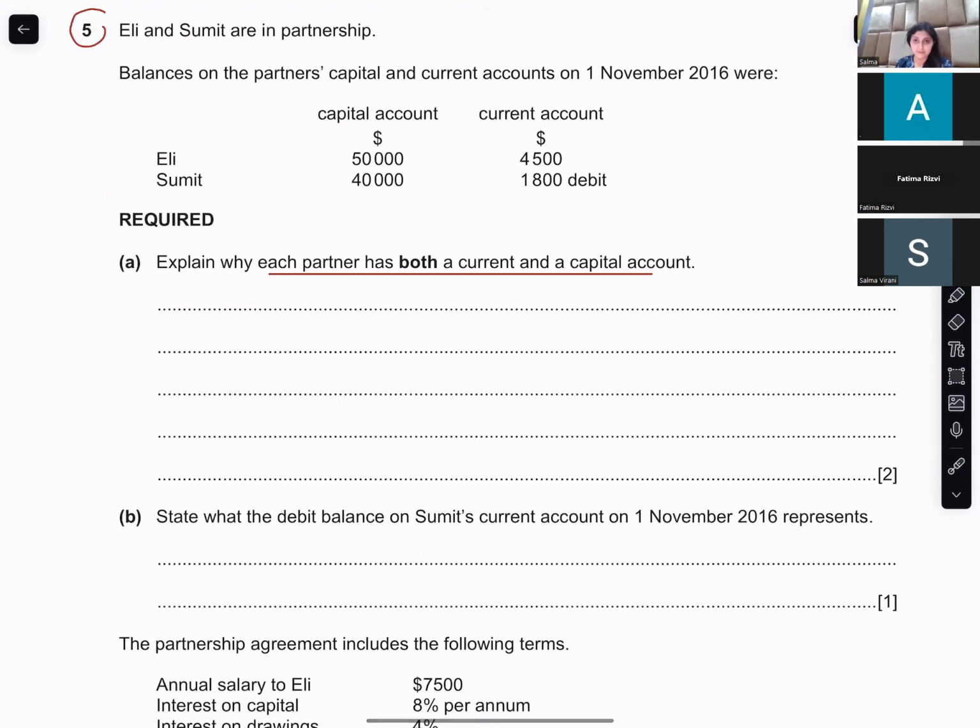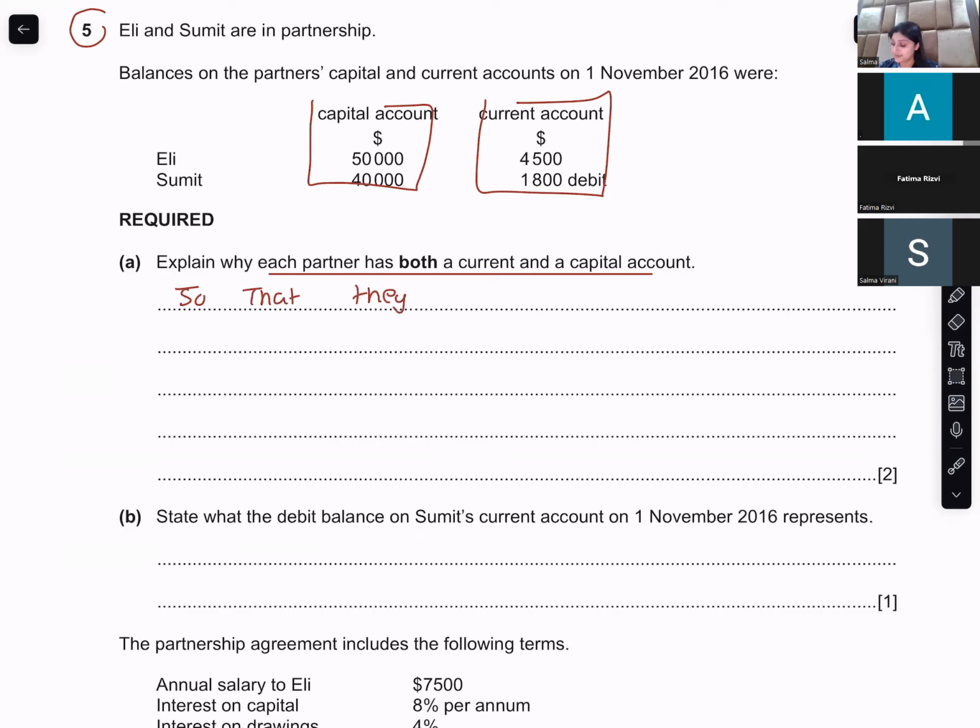Because the capital is fixed. Sorry? Because the capital is fixed. So why do they want the capital to be fixed? So that they are able to calculate interest on capital.